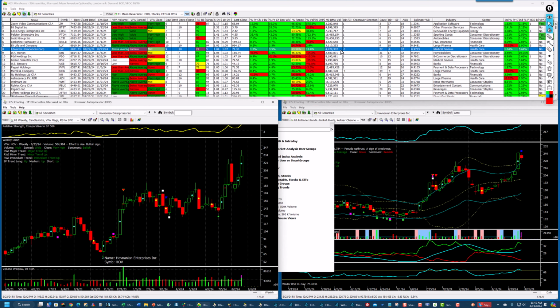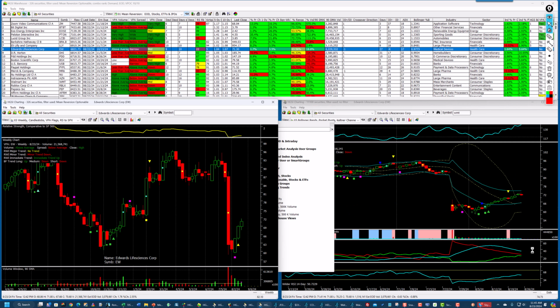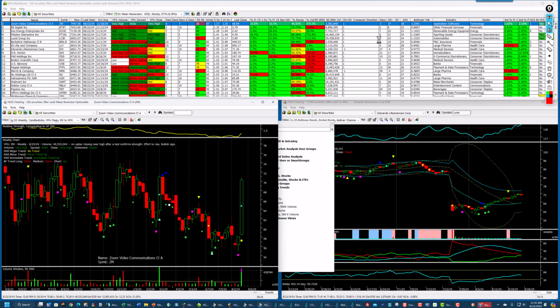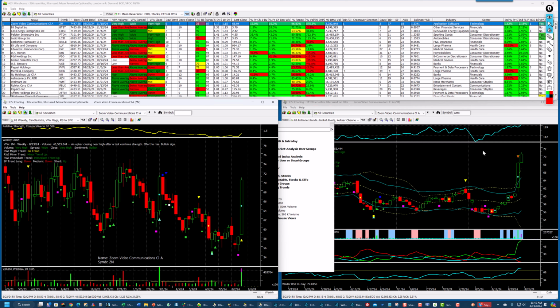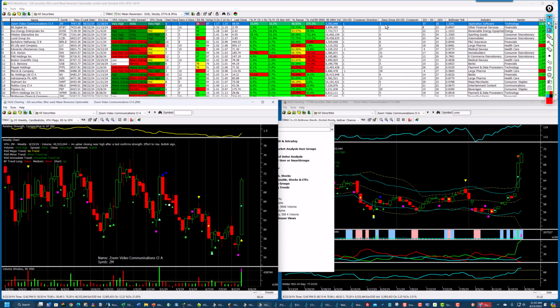On this one right here, I'll just click on that, and you can see that the green is below the red on this particular stock. But I'm going to go back to Zoom video and use that since I started there. So the crossover direction is positive. The days since it crossed over, 4 days, 0 is always the crossover day. The DI plus, DI minus. This number represents the difference as of the end of day close between the green line and the red line.